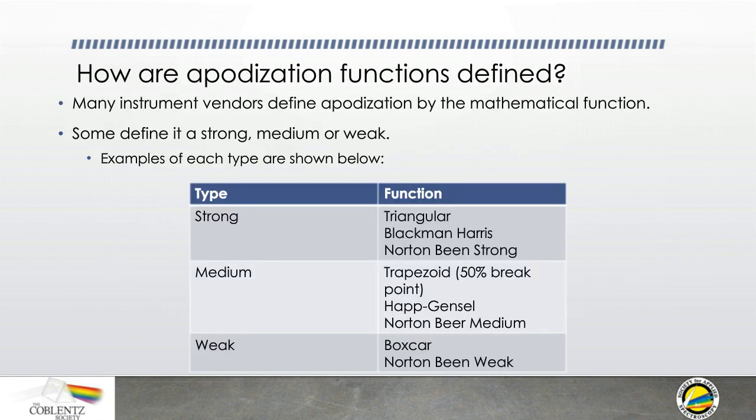There are a whole series of apodization functions that have been implemented by most instrument vendors. And what I've done is I've put terminology that all of the instrument vendors I'm familiar with use. Some instrument vendors use weak, medium, and strong apodization functions. Some use the name of the mathematical function, like Blackman-Harris or Norton-Beer medium. And they're listed over here.